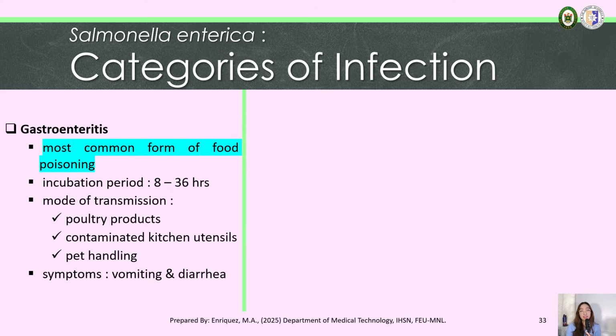There are two categories of infection for Salmonella enterica. First is gastroenteritis, commonly termed as food poisoning. So, listed here are its modes of transmission and clinical manifestations. All right. So, through poultry products, contaminated kitchen utensils, and pet handling. So, gastroenteritis or food poisoning caused by Salmonella enterica leads to vomiting and diarrhea.